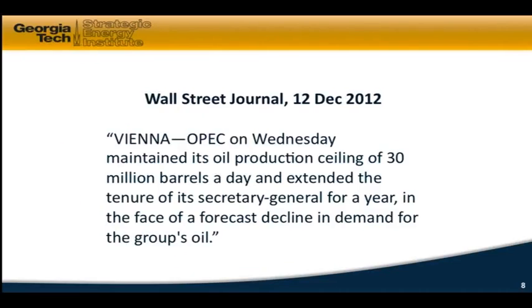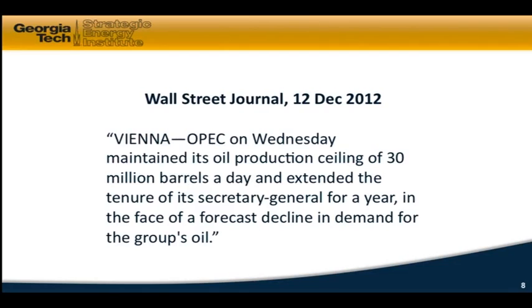And just to give you an example, this week that I'm recording this, there was an article in the Wall Street Journal, 12th December, and OPEC held their meeting in Vienna, which they normally meet in to set these targets, and they don't make it a secret. As is shown here, it came out in the press. OPEC on Wednesday maintained its oil production ceiling of 30 million barrels a day and extended the tenure of its Secretary General for a year in the face of a forecast decline in demand for the group's oil. So the point is that they do set these quotas, and they do have meaning.